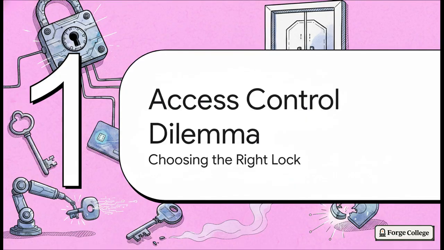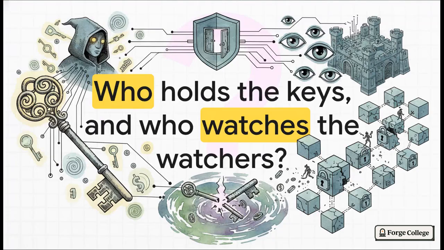The access control dilemma, choosing the right lock. To kick things off, we really need to understand the fundamental challenge developers face right at a smart contract's entry points. Basically, who holds the keys and who watches the watchers. We are constantly having to balance centralization versus granularity, right? And ease of reasoning versus upgradability.